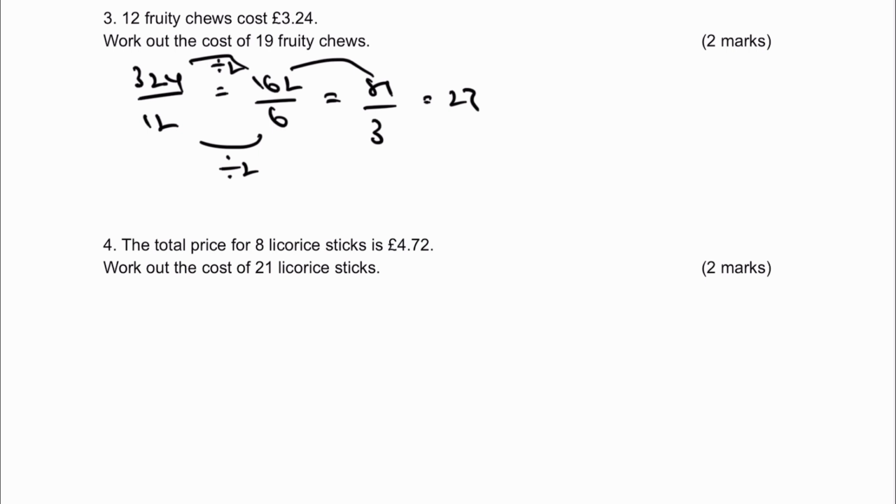So what I've done in this particular case is, without using some long drawn out long division, I've been able to reduce the fraction through, and I then need to just work out that if each fruity chew costs 27p, then if I multiply that by 19, that will give me the value I'm looking for. So again, you might do it slightly differently to me, but hopefully we'll both come out with the same answer, which is going to be £5.13. Okay, let's have a look then at number 4.